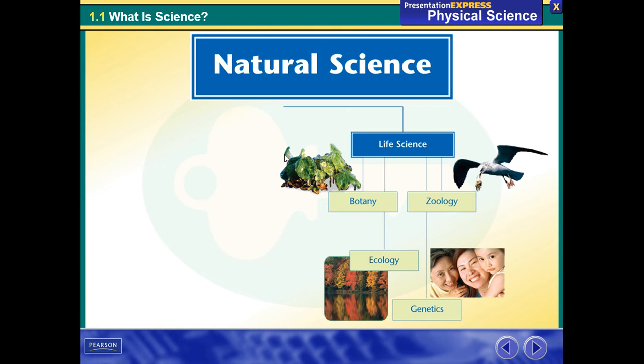There are different parts of life science. There's botany, which is the study of plants, zoology, which is the study of animals. Ecology is how all these different things work with each other out in its own habitat. And then genetics has to do with how do we pass down our traits? Why do we look like our father? How are we able to reproduce new humans?